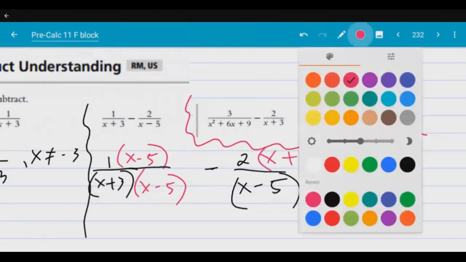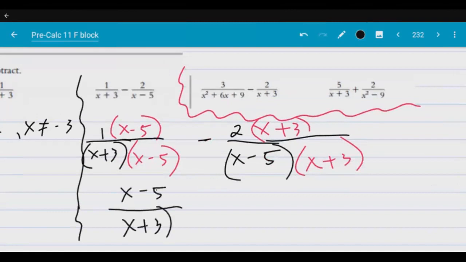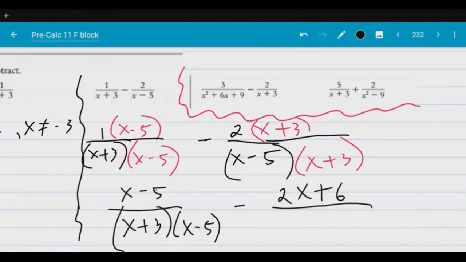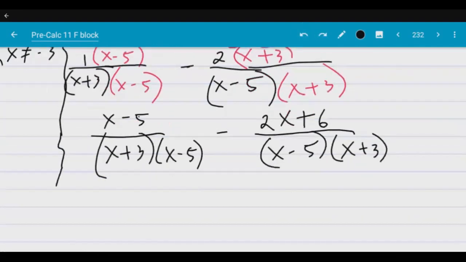Okay? Okay. That means if I have to simplify this, x minus 5 all over x plus 3 times x minus 5, all right, minus 2x plus 6. Now, guys, look. This 2 times x plus 3 is 2x plus 6, and you have the same denominator. Now, I'm going to use this minus now, and look at what I'm going to do.